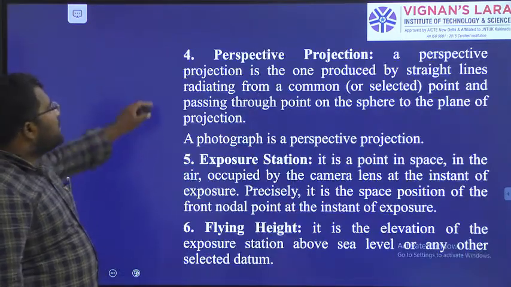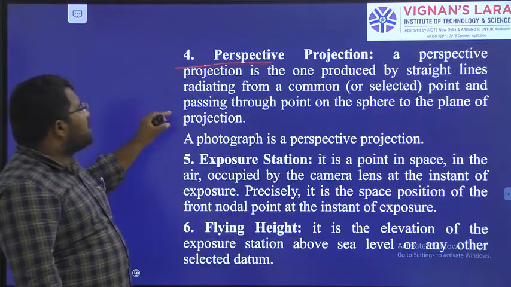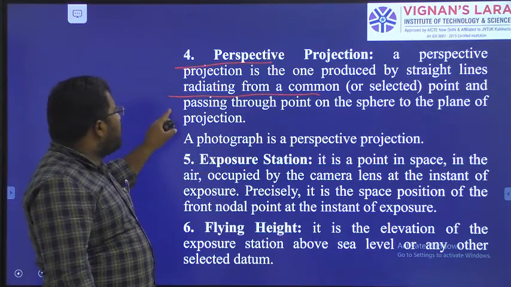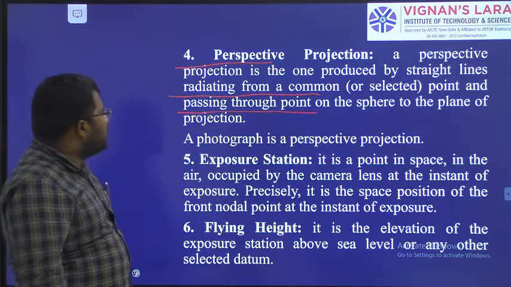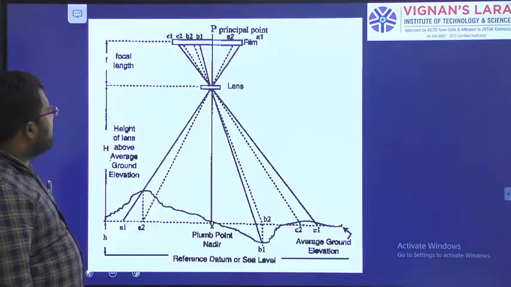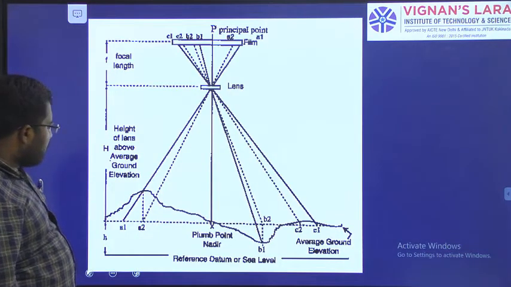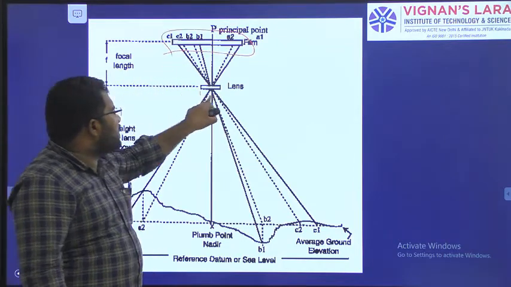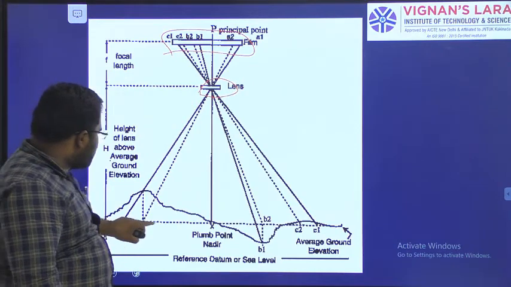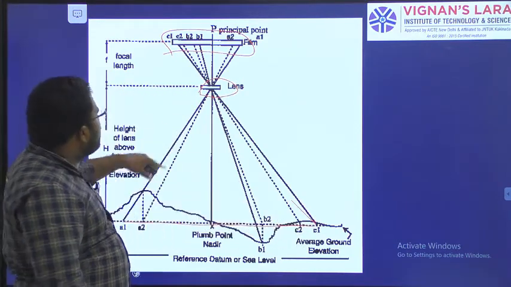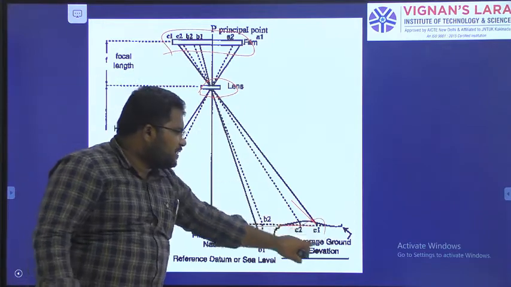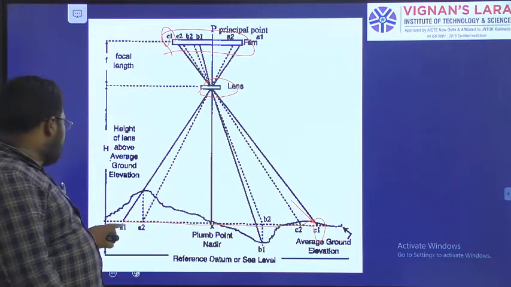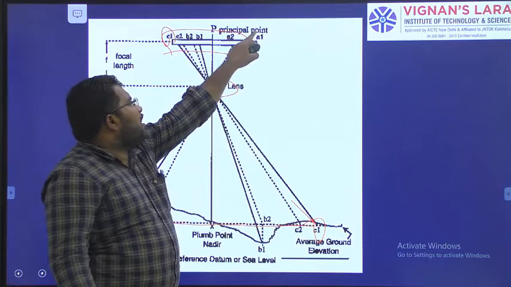Next, perspective projection. A perspective projection is the one produced by straight lines radiating from a common point and passing through the points on the plane of the projection. Here you can see this is the camera and film where it is located. This is the lens of the camera, and the area captured on the ground is from this point to this point, where everything will be tilted. If C1 is here on the ground, on the film it will go to here. If A1 is here, it is in the opposite direction.